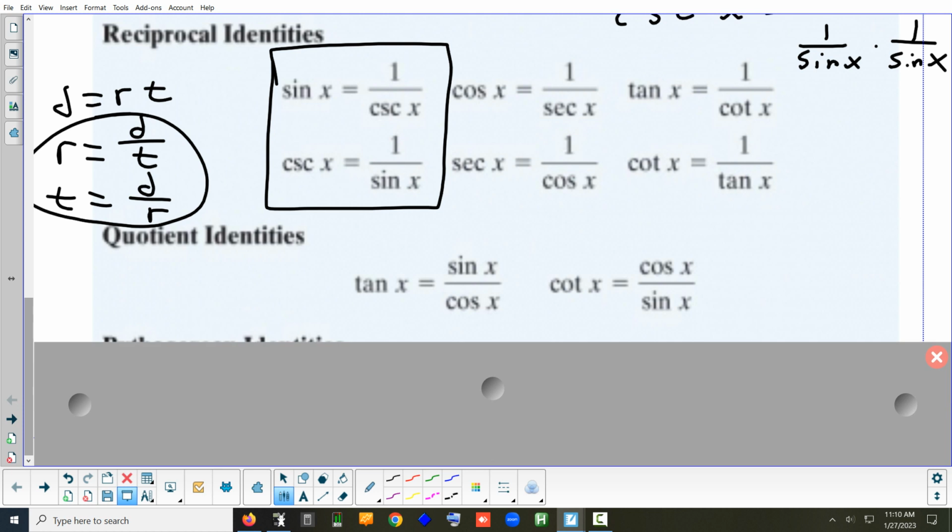Now, quotient identities, we've done these. Tangent is sine over cosine, and cotangent is cosine over sine. And same idea that I mentioned earlier. If you had tangent squared, you can think of it as tangent times tangent, which would mean sine over cosine times another sine over cosine. Well, if you multiply sine over cosine times sine over cosine, what do you get?